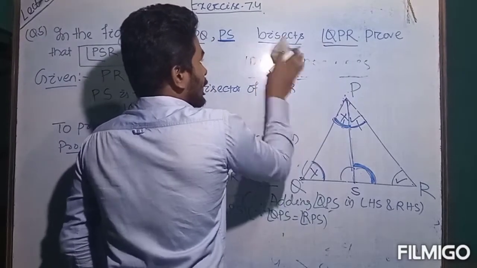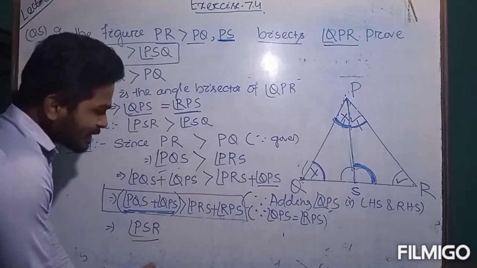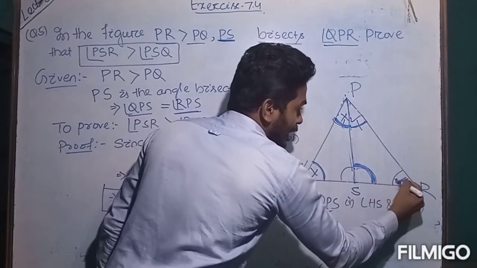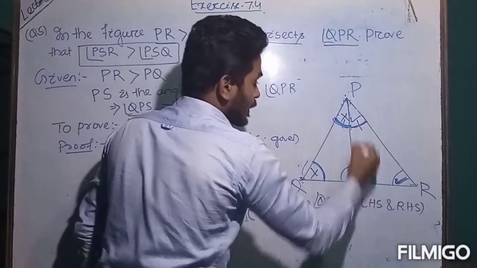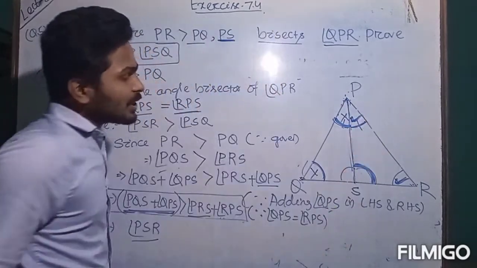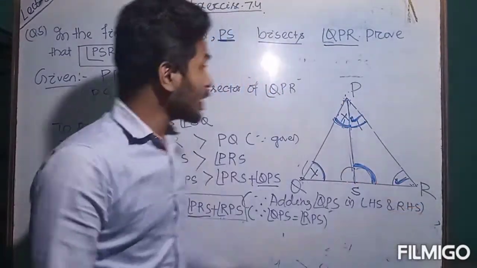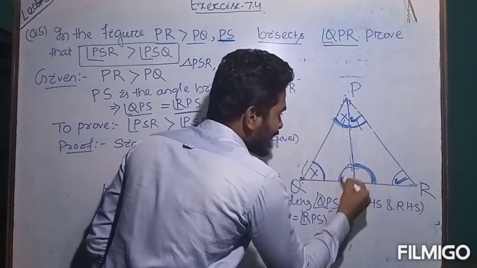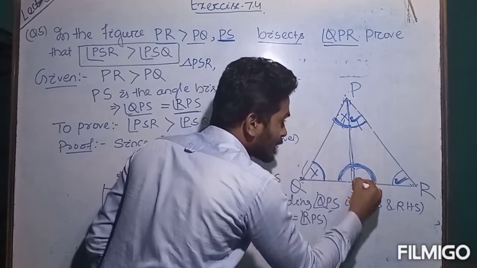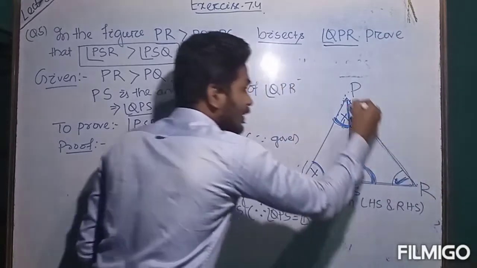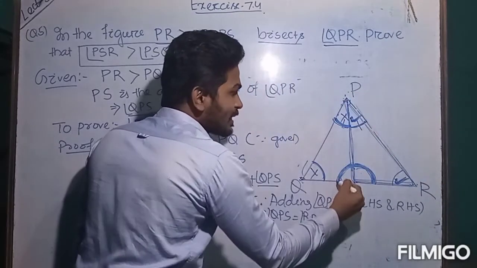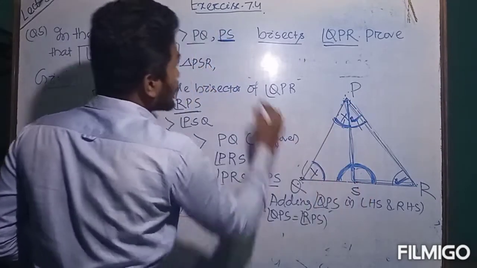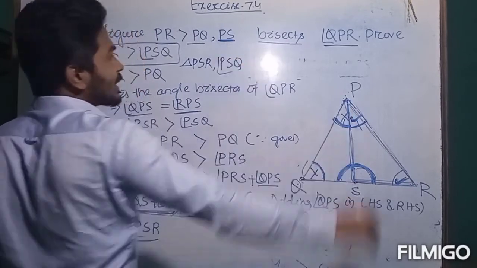Okay. Then, as you can see on the right hand side, we have PRS. Which one? PRS, this angle, plus RPS, this angle. Now consider the triangle PSR. In triangle PSR, this angle is known as which type of angle? Just look at my finger. This angle is known as exterior angle. So PSQ is the exterior angle.